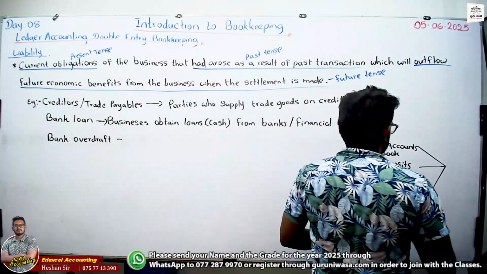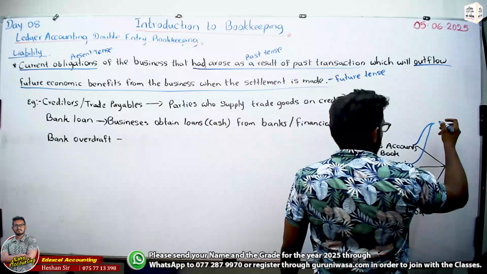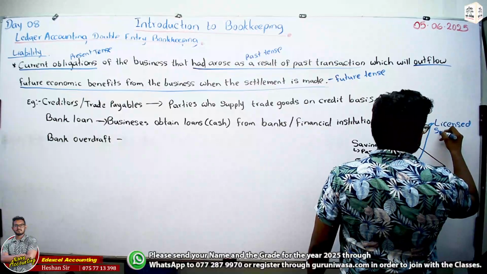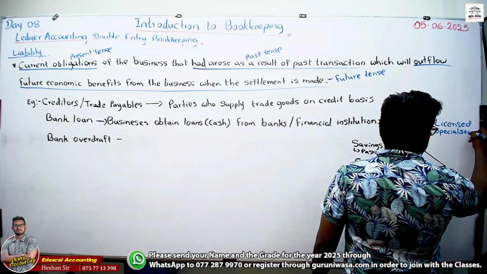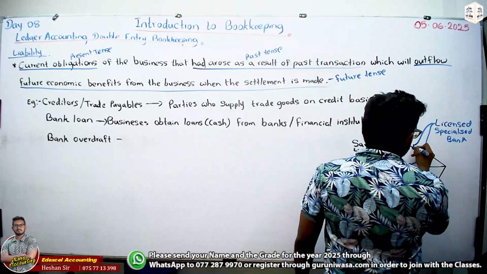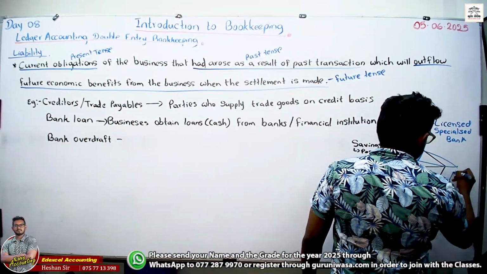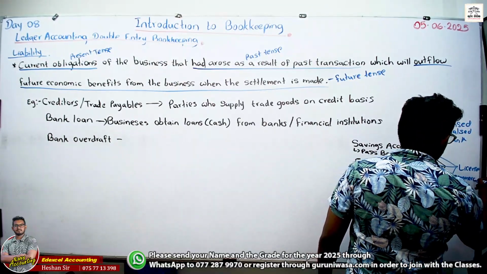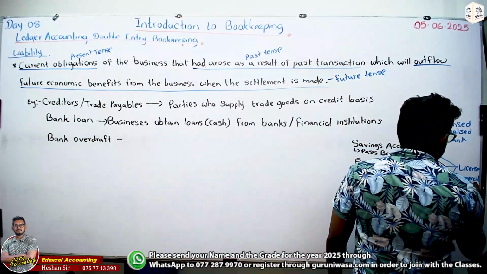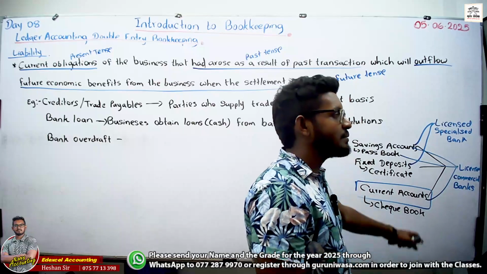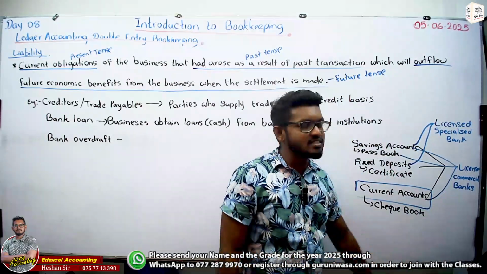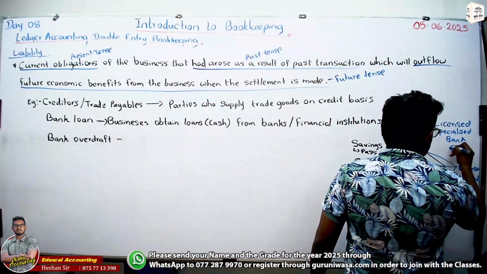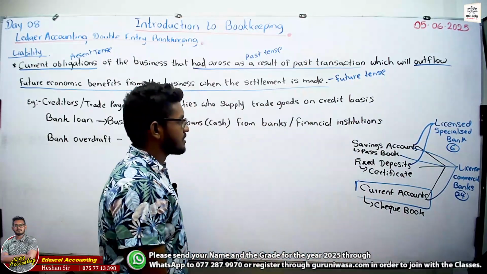When it comes to those things as well, you can open only these two in licensed specialized banks, but you can open all these three in licensed commercial banks. Commercial Bank also is one of the licensed commercial banks. You know that blue color bank, Commercial Bank, right? It also comes under these licensed commercial banks, right? So there are 24 licensed commercial banks in Sri Lanka. There are 6 licensed specialized banks in Sri Lanka, right?